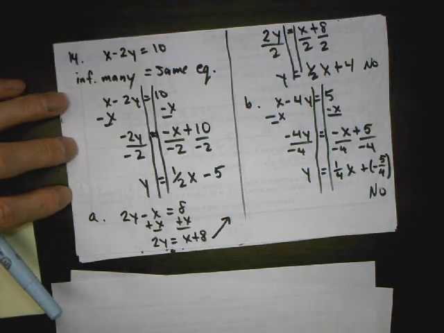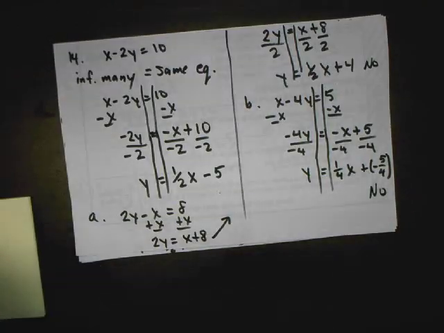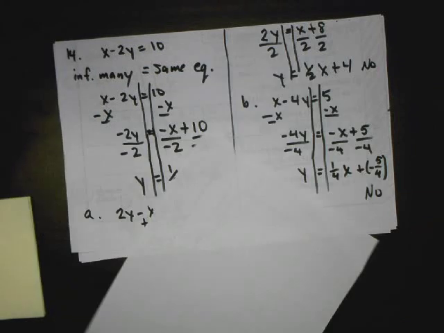Number 14 is a similar idea. It has to do with systems, but it gives us one equation in the system, and it says which of those other equations given, which of the 4, make a system that has infinitely many solutions. Now, you can solve 4 different systems, but that's a lot of work.